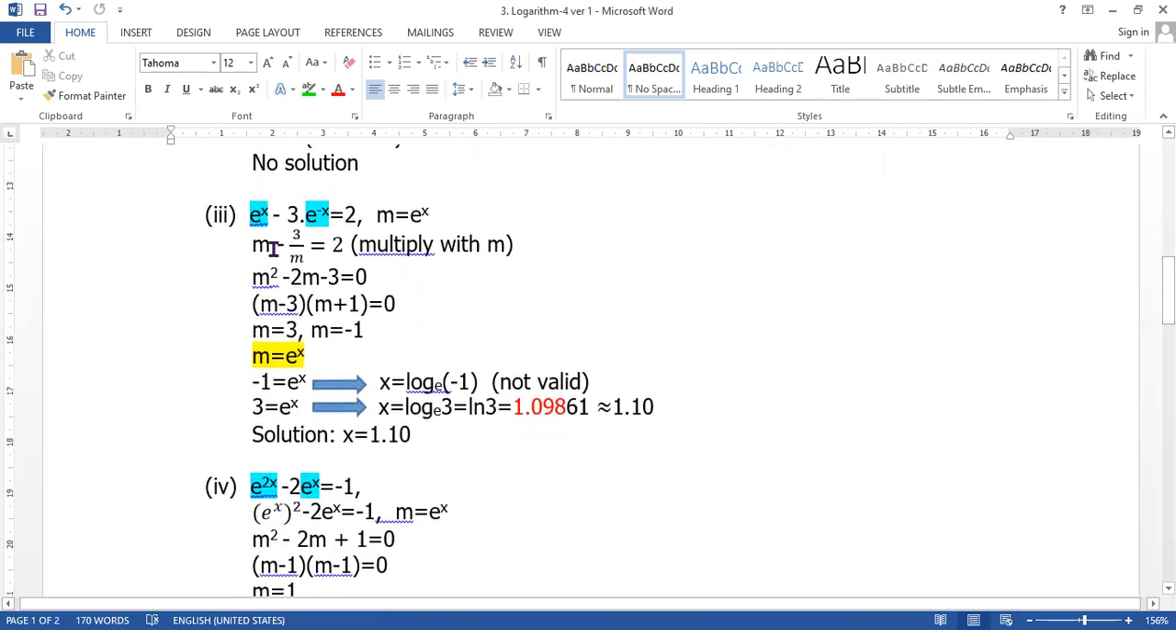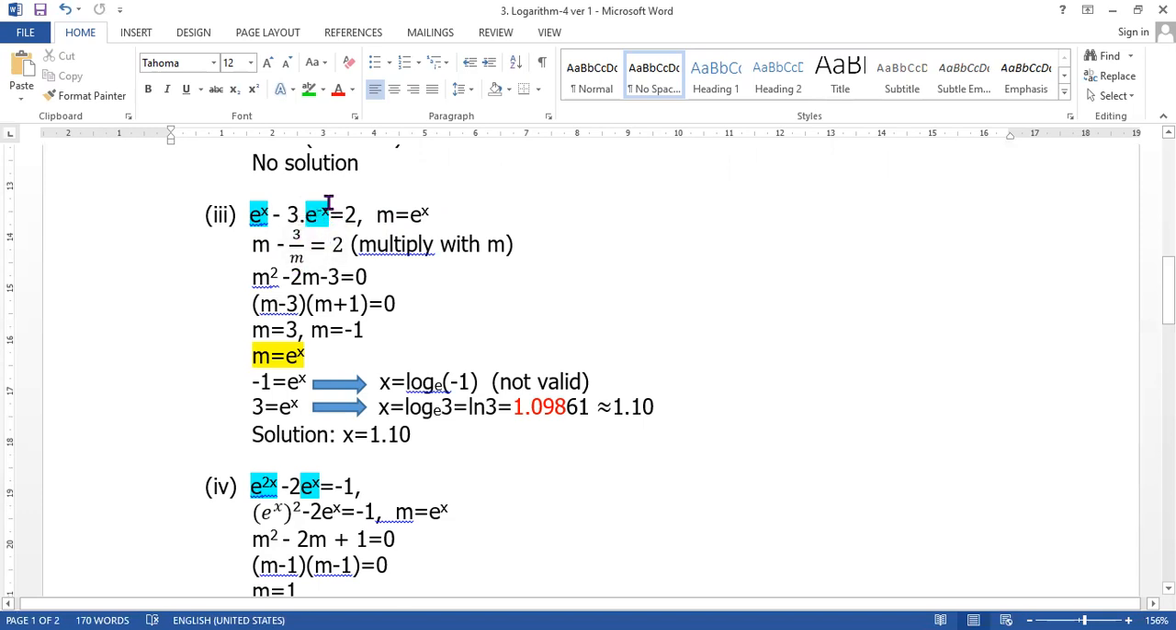Equation 3. This is Euler's number. e to the power of x minus 3 times e to the power of minus x equals 2. We assume that e to the power of x is m. And then we substitute m, and this becomes 3 over m. Why? Because this is minus. Remember, minus is a fraction.